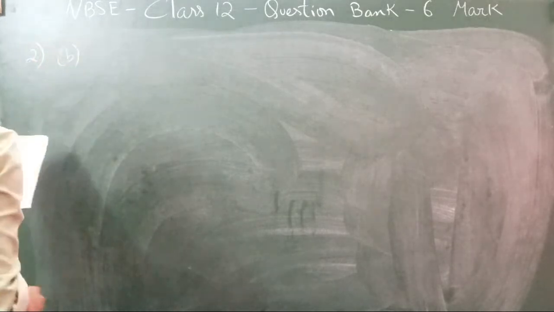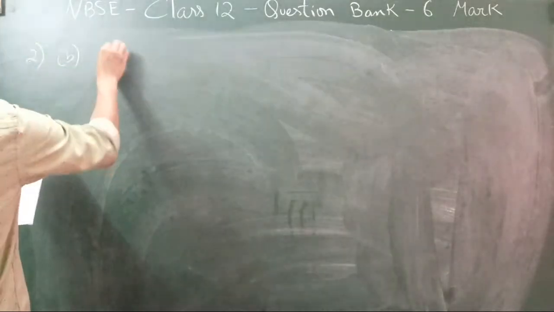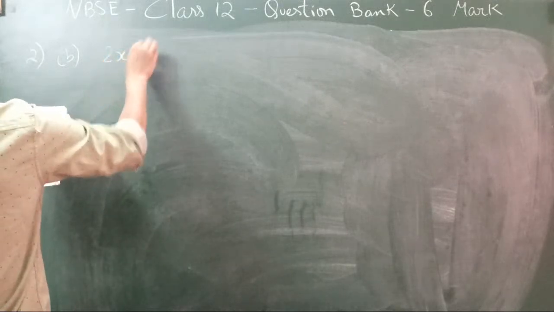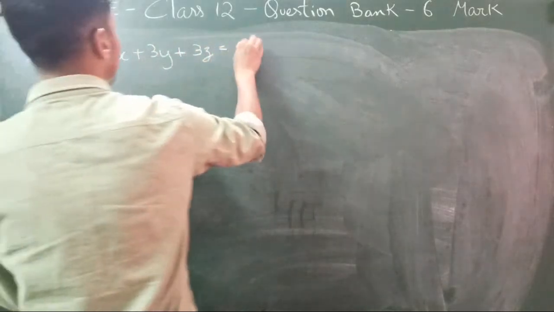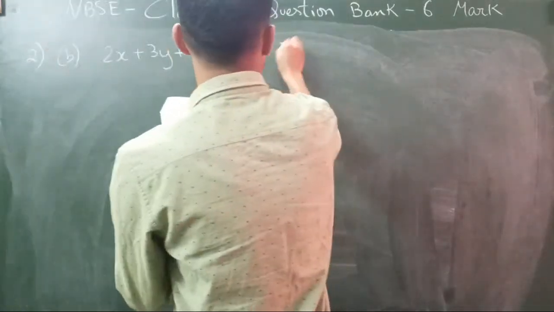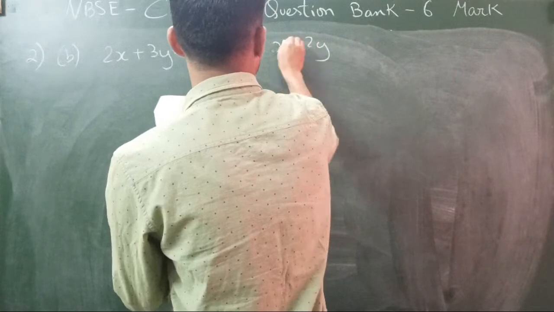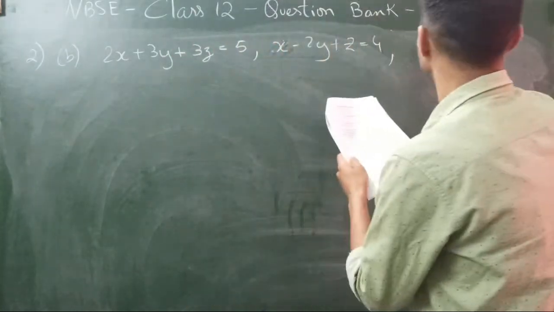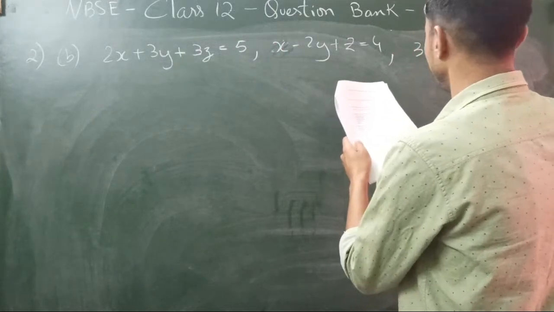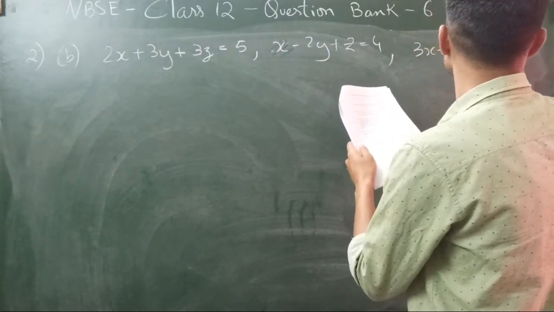This is also solving a system of linear equations using the matrix method. So let's do it quickly now, because the first one we have done in detail. So x minus 2y plus z is equal to 4. 3x minus y minus 2z is equal to 3.